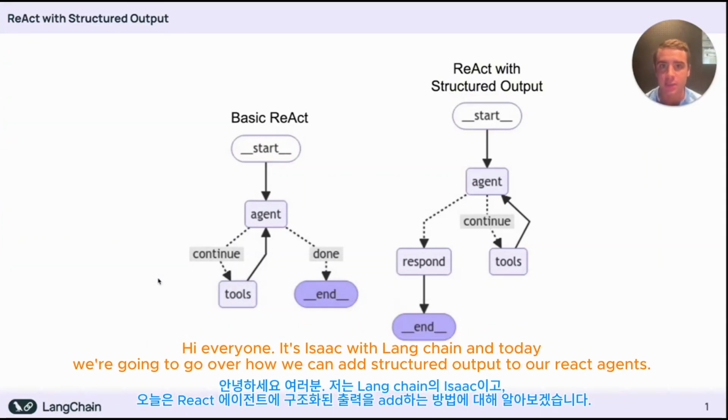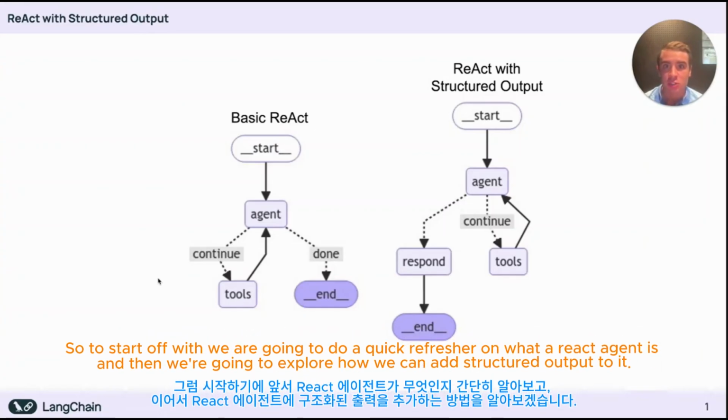Hi everyone, it's Isaac with LangChain, and today we're going to go over how we can add structured output to our React agents. To start off, we are going to do a quick refresher on what a React agent is, and then we're going to explore how we can add structured output to it.